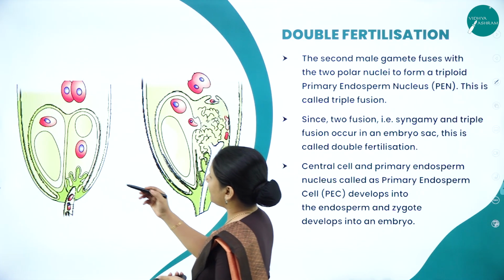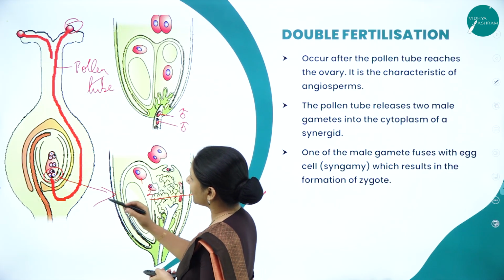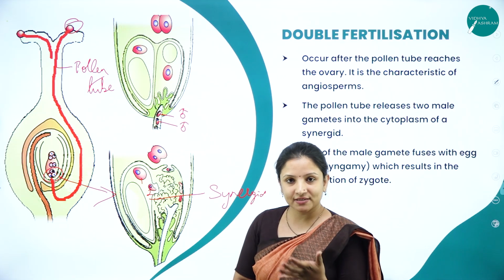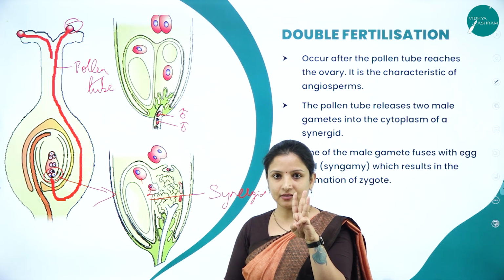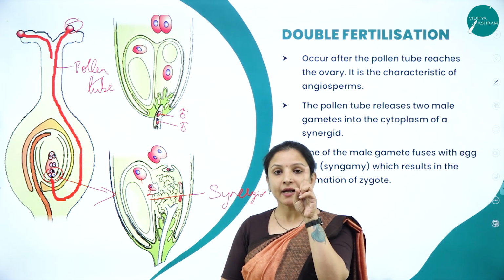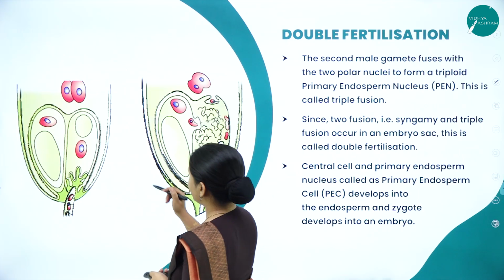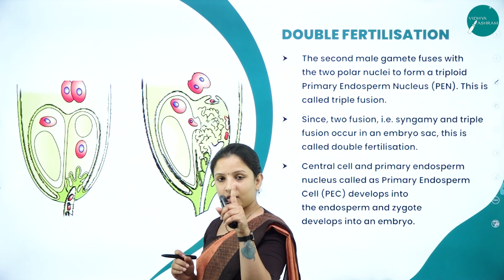One of the male gametes will fuse with the egg cell. Egg cell, you remember, no? Because we learned that towards the micropylar end in the embryo sac, 3 cells will be present. They are called the egg apparatus. In that, 2 will be synergids, 1 will be the egg cell. So, one male gamete will go and fuse with the egg cell. So, one fertilization occurred, right?